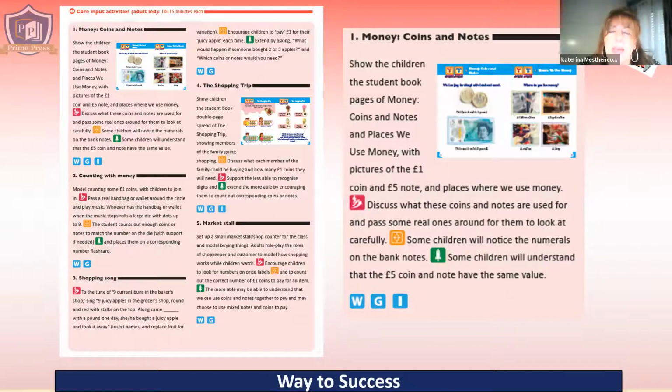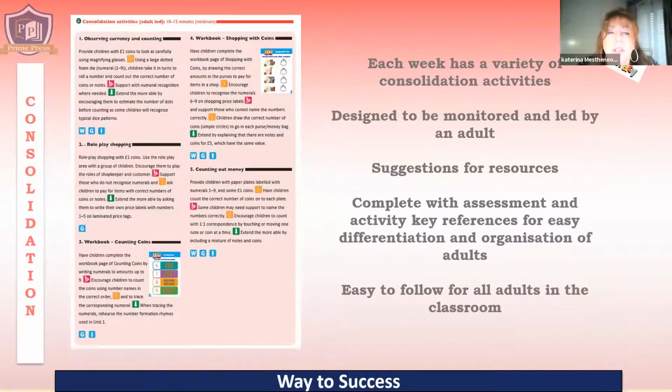The second page for each unit are the consolidation activities. So each week again has a variety of consolidation activities. These are designed to be monitored and led by an adult. It gives you suggestions for resources, and again it is complete with the assessment and activity key references. And again, it's easy to follow for all the adults in the classroom.